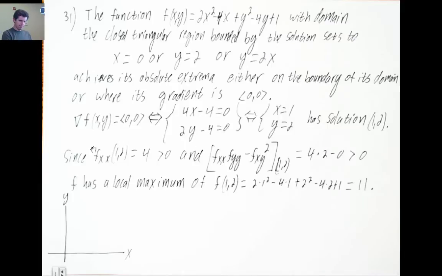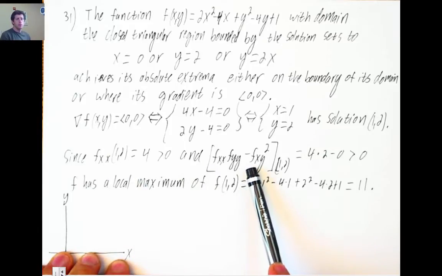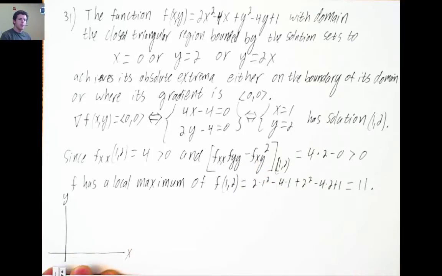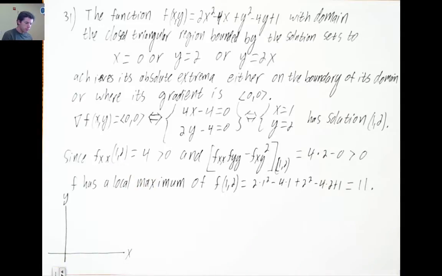So f has either a local maximum or a local minimum or a saddle point there, so I examined the second derivative with respect to x and the discriminant here, and that told me that I had a local maximum since I was both concave up in the x direction and concave up in the y direction.